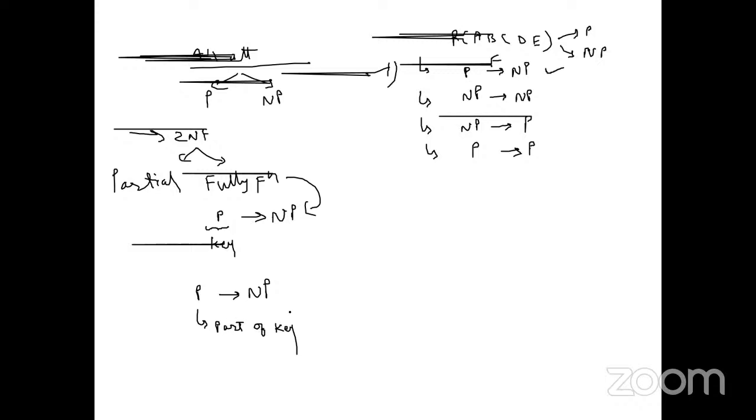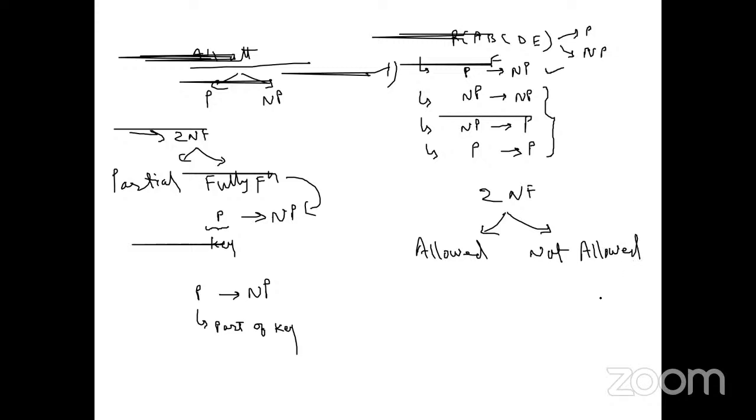So we are looking for cases where, if a non-prime attribute depends on prime, it must be fully dependent on the key. The rest of the three conditions are allowed for second normal form. So again, if you want to say what is allowed and what is not allowed for second normal form, we can categorize it this way.